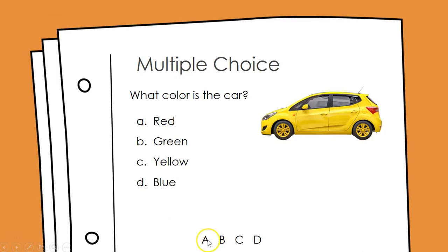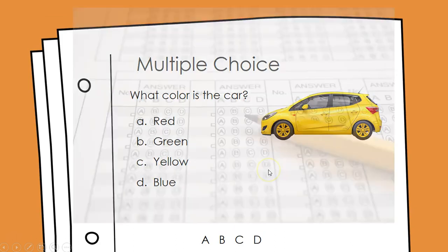So they give you a separate answer sheet, and you're supposed to mark the right answer, yellow, on your answer sheet. A, B, C, D. So on your answer sheet, you would circle C, yellow. You would not mark on this test question.